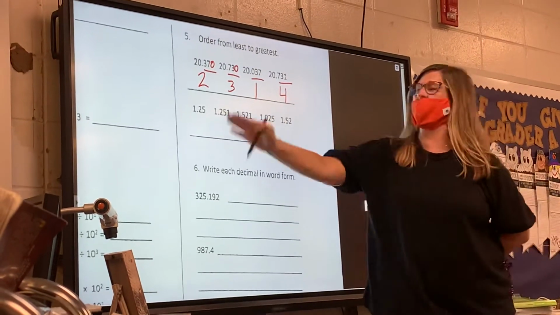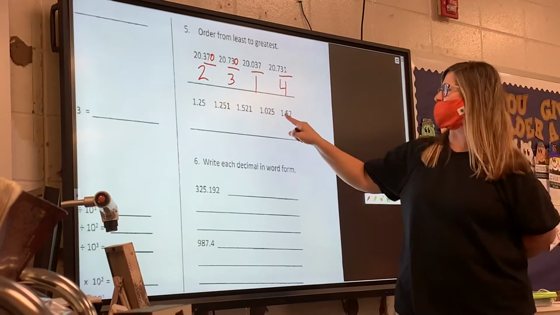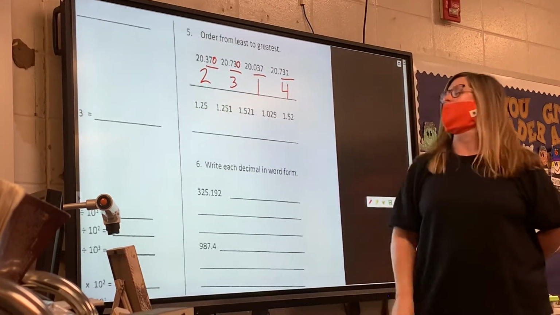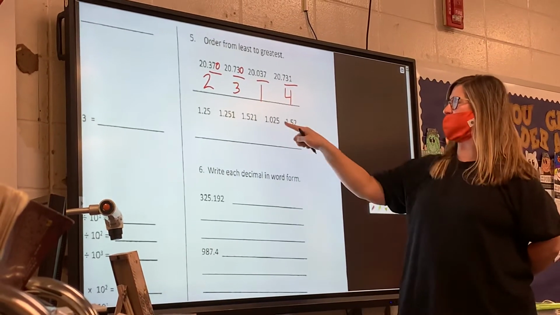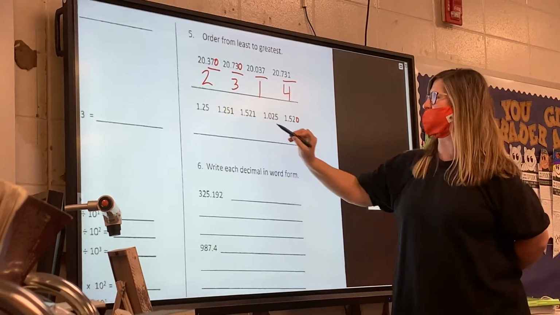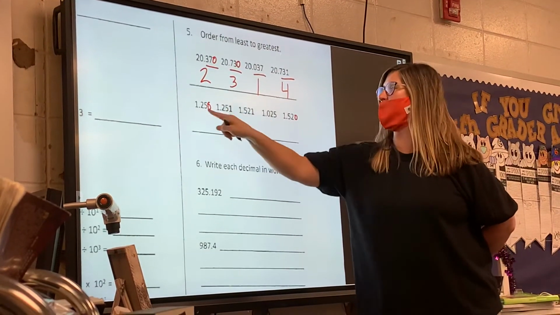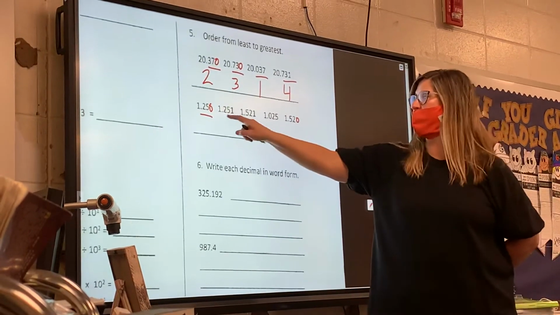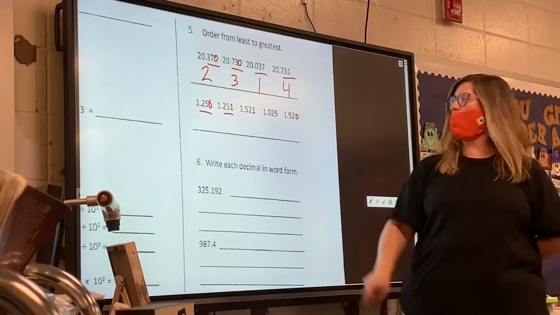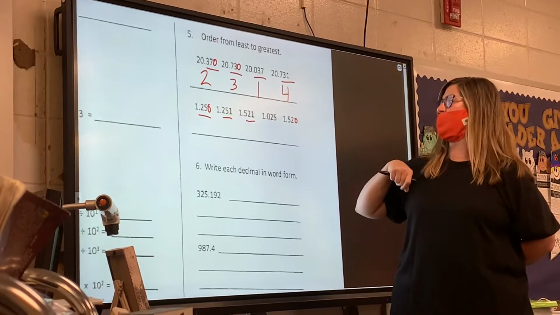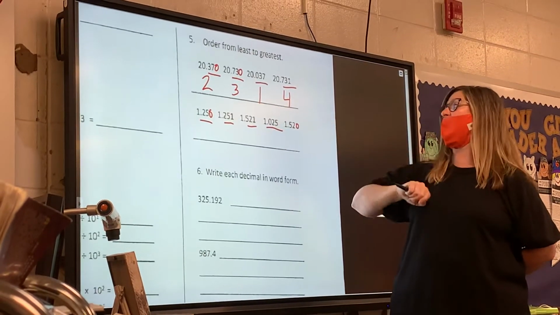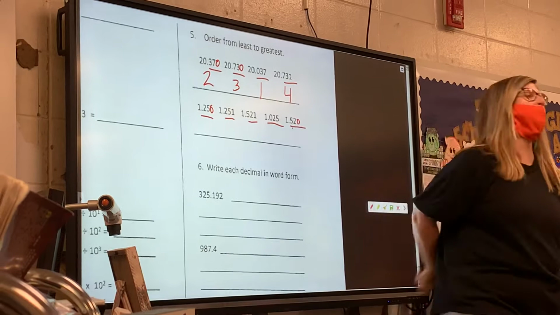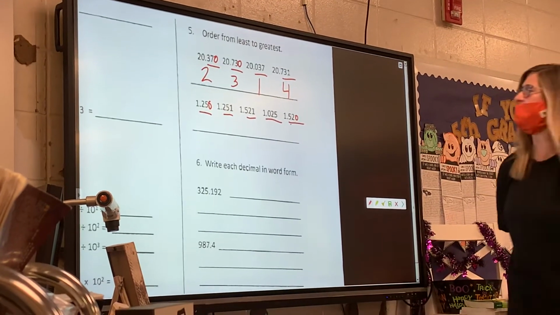All right, same thing on this one. Whole numbers, they all have a what? So I'll use my decimal side. This goes out to thousandths, so I make this go out to thousandths. All right, what's this number? 250 thousandths. What's this number? 251 thousandths. 521 thousandths. 25 thousandths. 520 thousandths. Easton, what is the least of these?